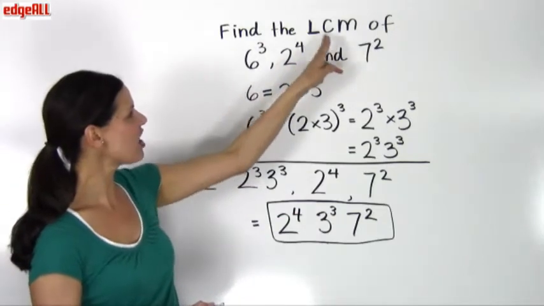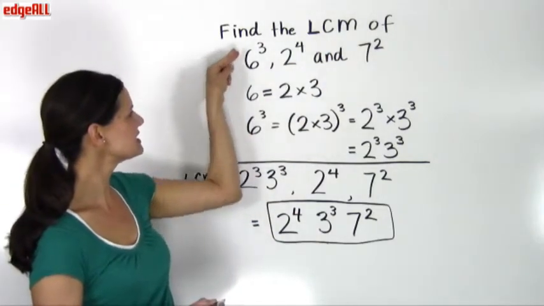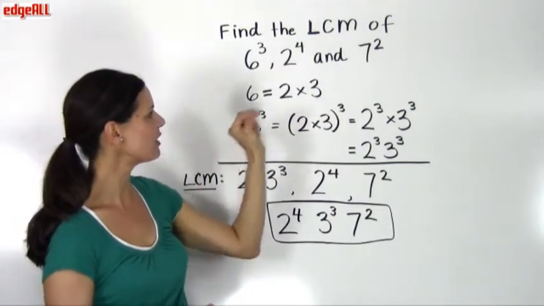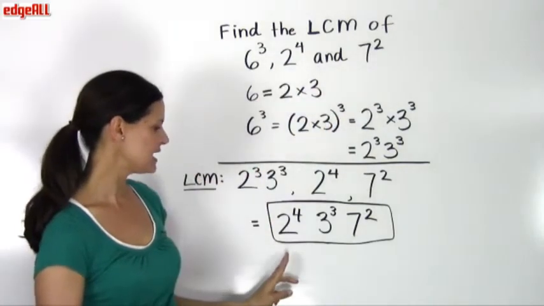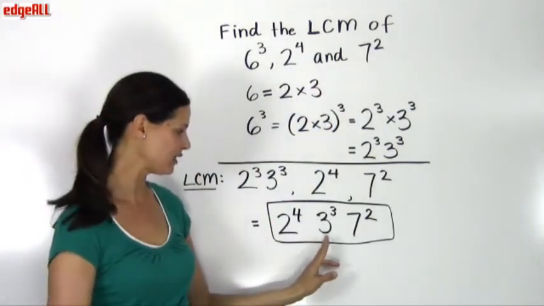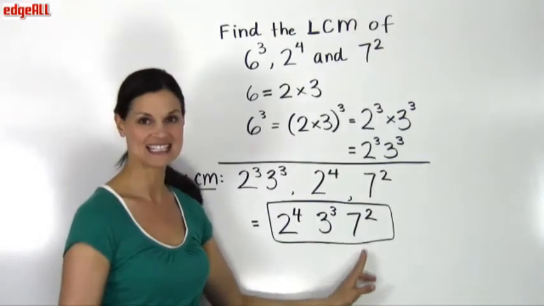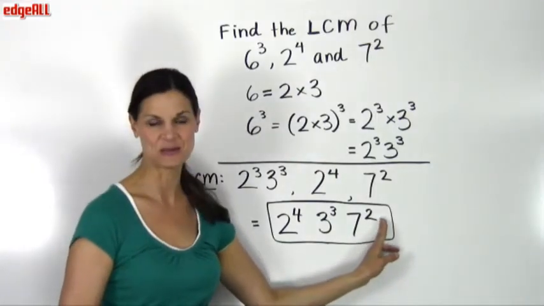So the least common multiple of 6 cubed, 2 to the fourth power, and 7 squared is 2 to the fourth power, 3 to the third power, and 7 to the power of 2.